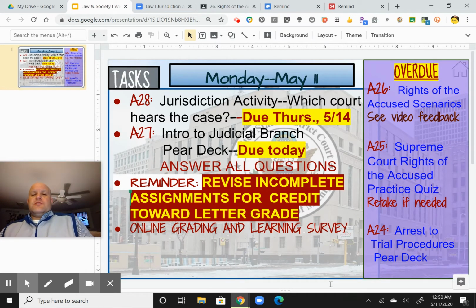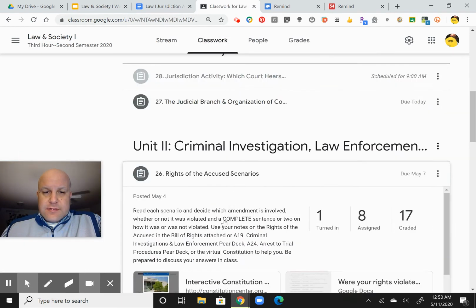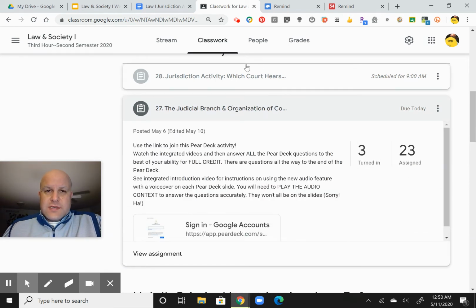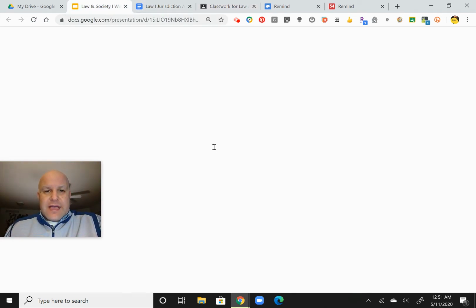So the introduction to the judicial branch pair deck, that is due today. I call it that in here just to make it a little shorter, but actually what it should end up being is called the judicial branch and organization of the courts pair deck. Again, remember there's the audio that's specific to that. And remember, you need to answer all the questions all the way to the end. There's a new format for the audio, and I introduced it at the beginning of the pair deck.